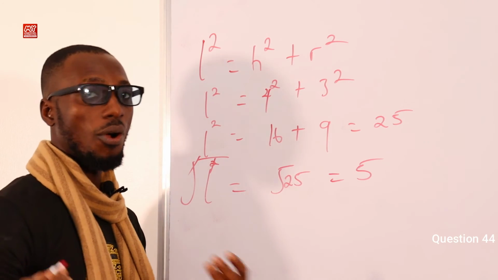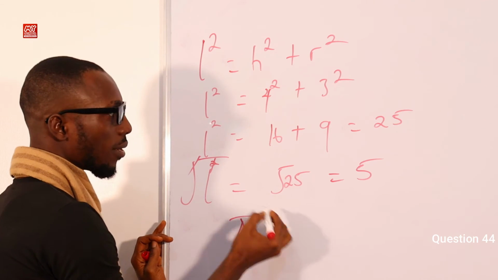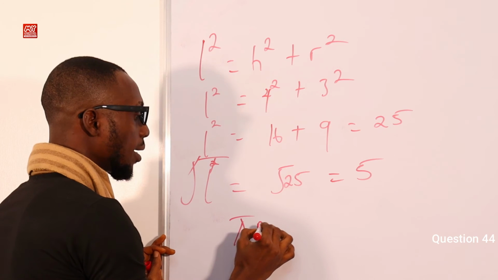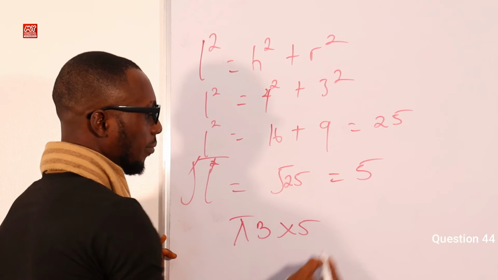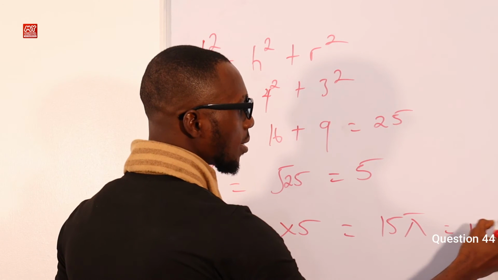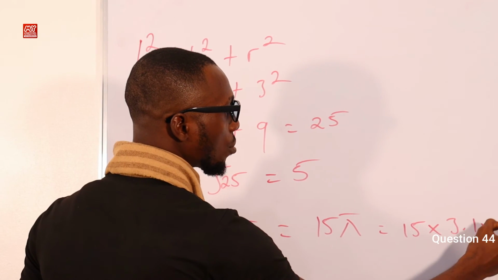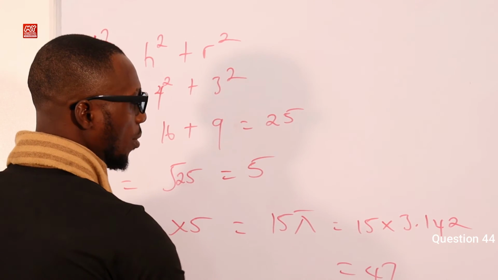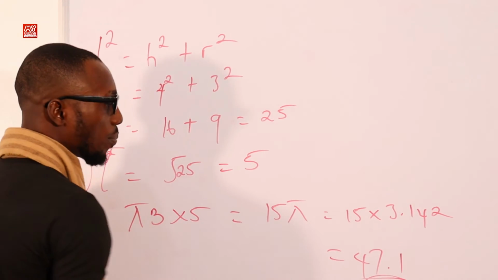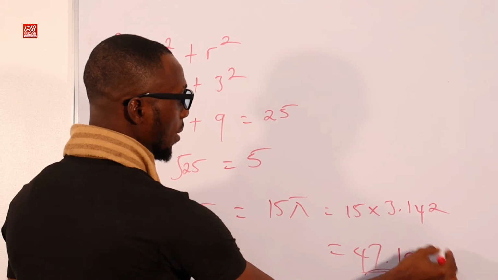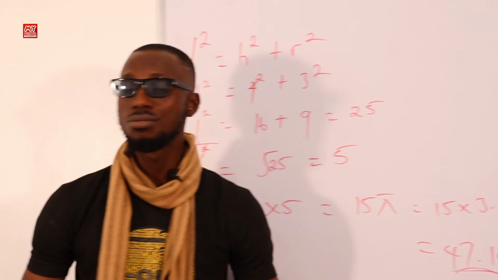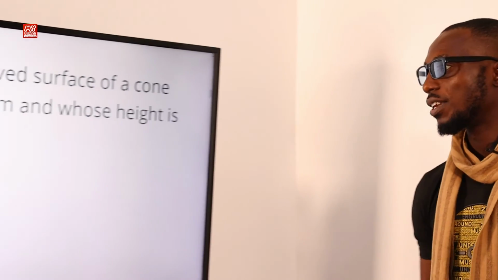So the area of the curved surface now will be pi r L, which is pi times 3 times 5, and that is 15 pi. 15 pi is 15 times 3.142, and that should give us roughly 47.1 if I want to put that together in centimeters squared. That's the metric for measurement. So let's go back to the options given to us.